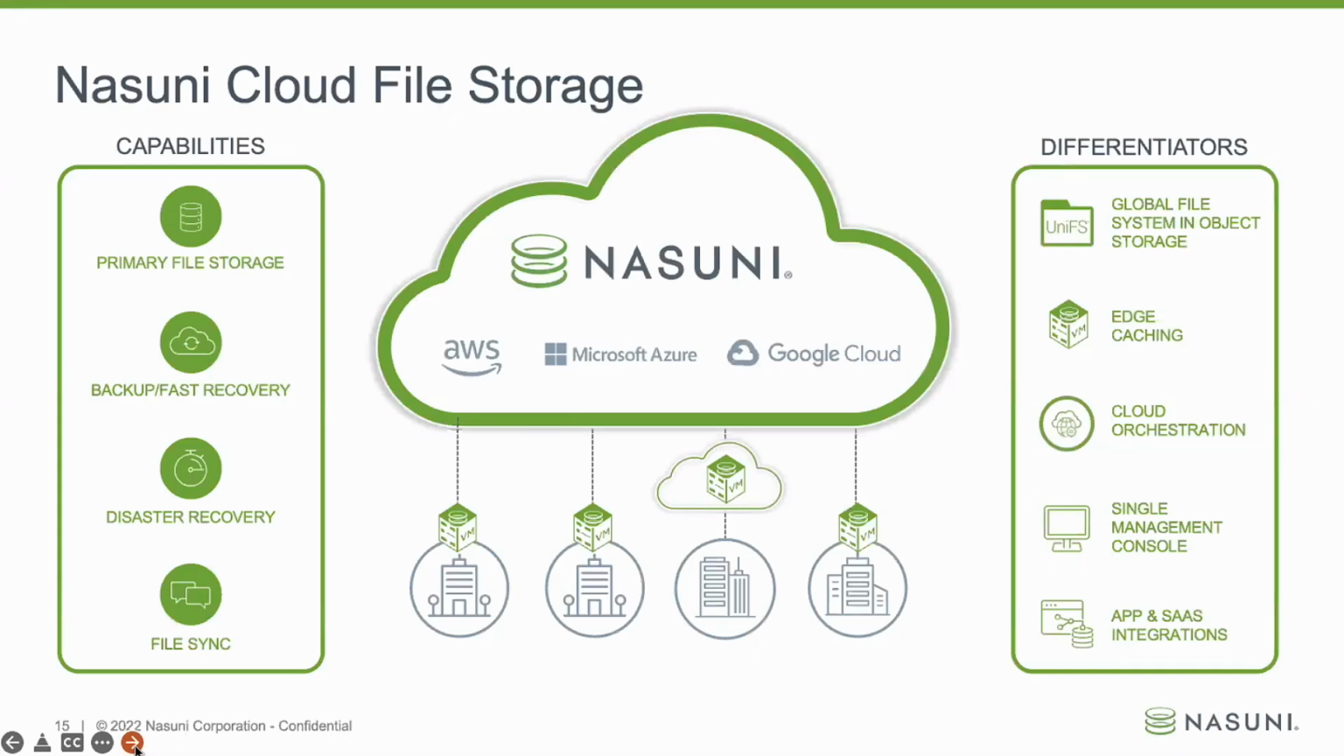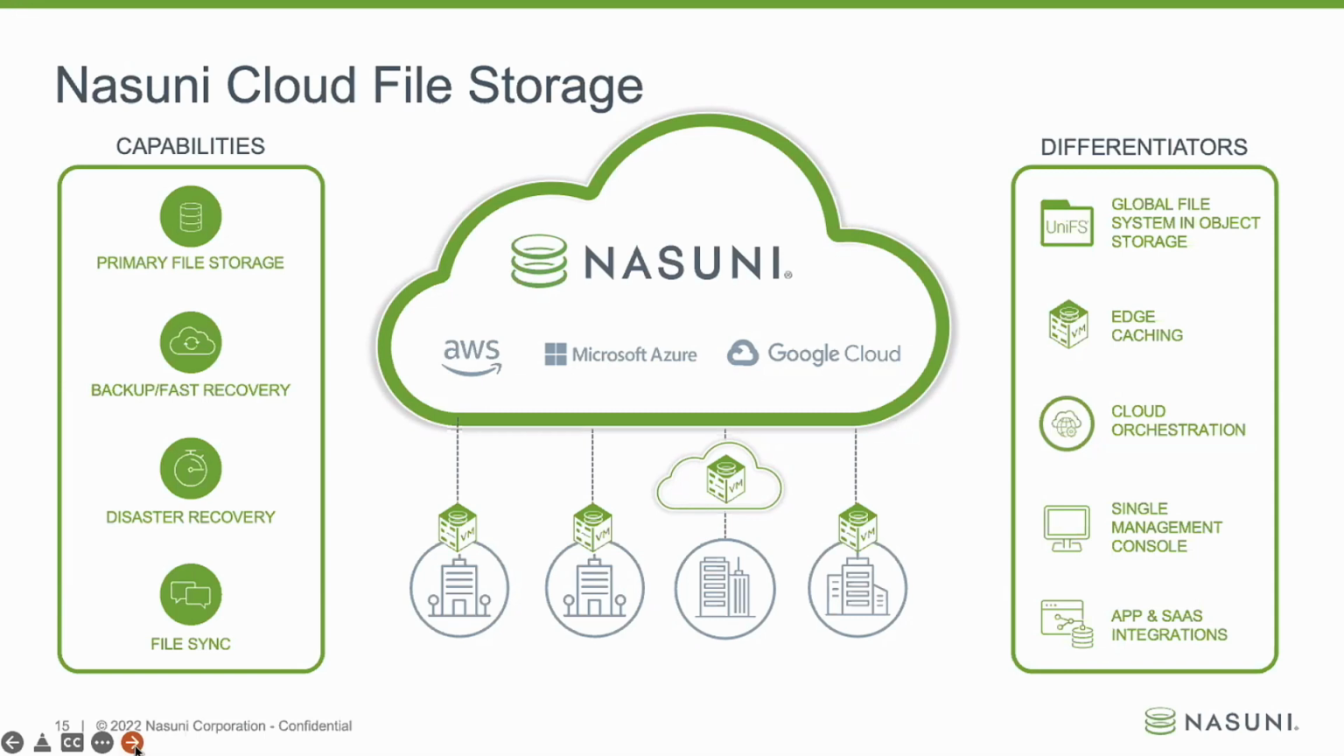So there are a number of capabilities that we offer to our customers. We are a primary file storage platform. So customers can store their primary file data in Nasuni and deliver the level of performance that their users and their applications are expecting, just like they do today or would do today with traditional NAS storage systems, Windows file server systems, etc. We deliver primary file storage for our customers.